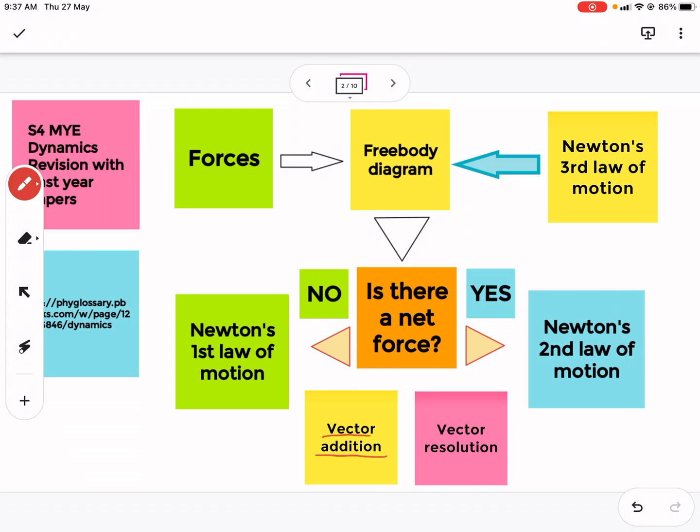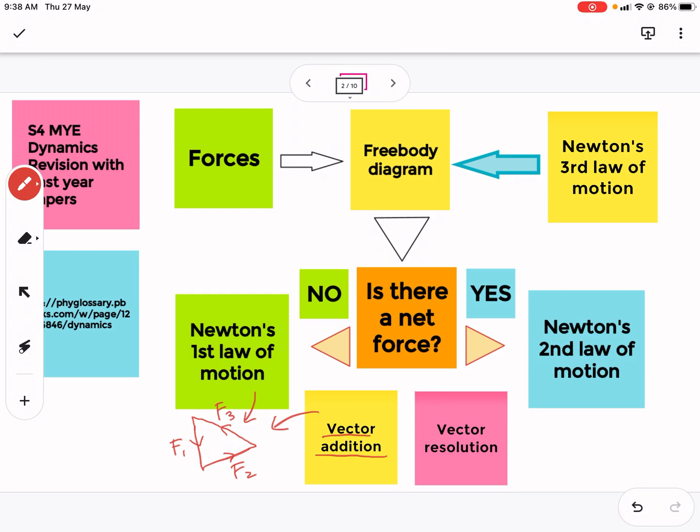If it's Newton's first law, for example, there is no net force, then there could be, for example, three forces acting on the object. Then we expect to have a closed vector triangle. You start with the first arrow, second arrow, and then a third arrow for the third force. Together they should form a closed vector triangle like this.